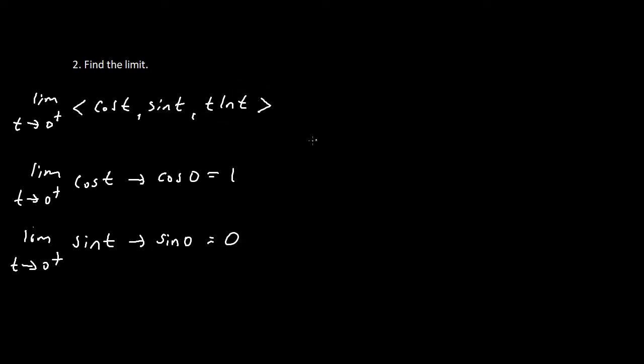Now the limit as t approaches 0 from the positive direction of t times the natural log of t. If we do direct substitution here and plug in 0 for t, obviously we'll get 0 here. So we get 0 times, now natural log of t as t approaches 0 from the positive direction is going to be negative infinity. So we get negative infinity times 0. And negative infinity times 0, we don't know what that is because that's an undefined value.